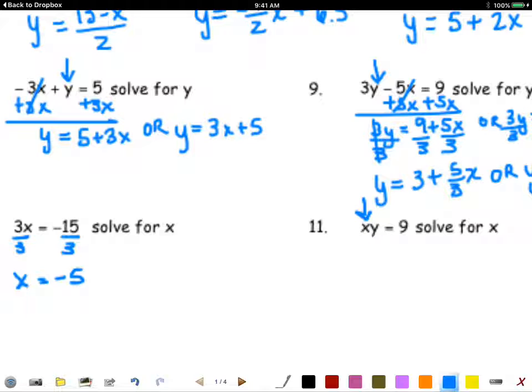what are we going to do? Divide by y. Yes, divide by what you want to get rid of. So you have x equals, and we don't know what y is, so it's just 9 divided by y. And that cannot be written any other way. That must be written that way. Okay, flip it over.